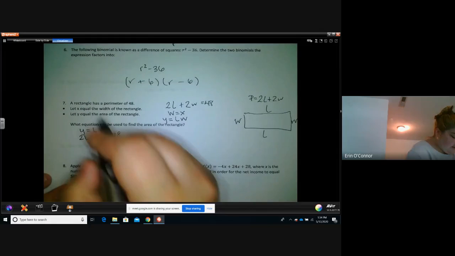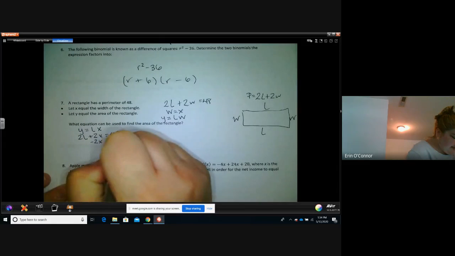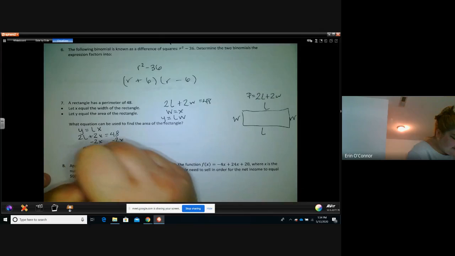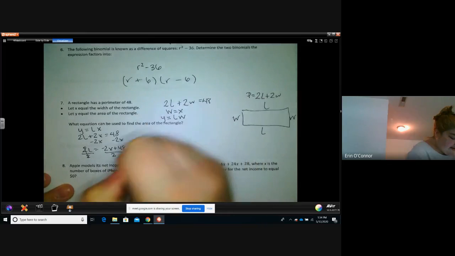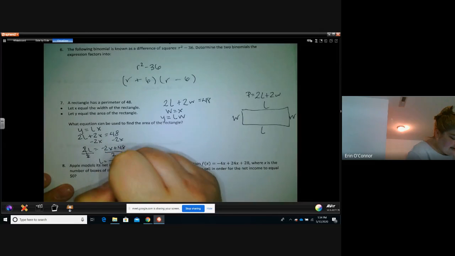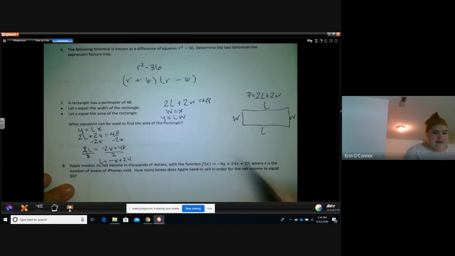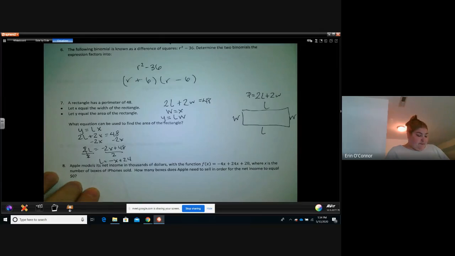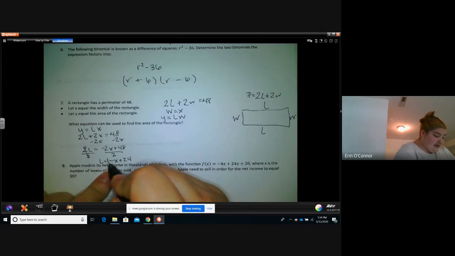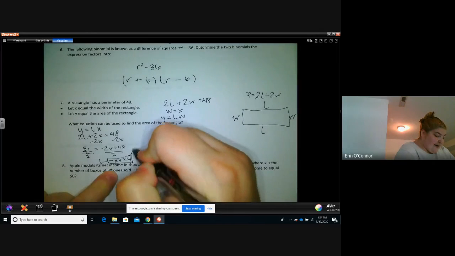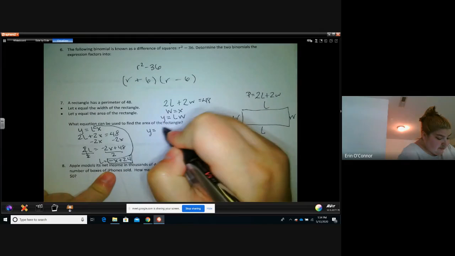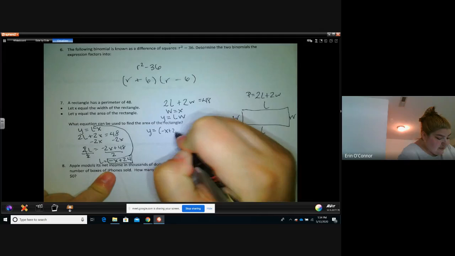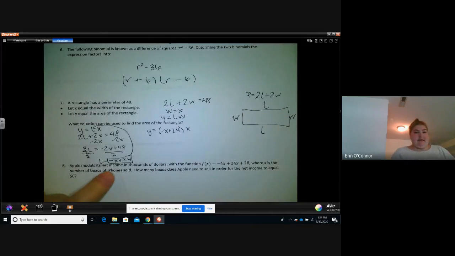To solve this equation for L, first I'm going to subtract 2x on both sides. I'll get 2L equals negative 2x plus 48. Divide by 2. And I get that L is equal to negative x plus 24. And then I can substitute this negative x plus 24 back in for L. So I get y is equal to negative x plus 24 times x.